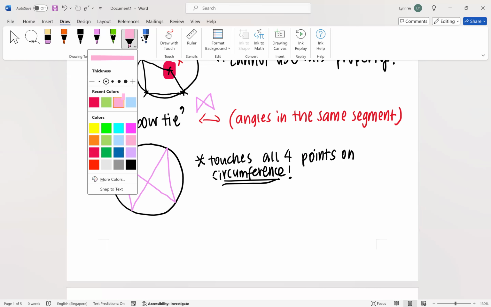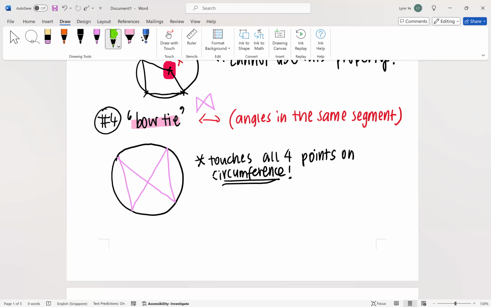I'm going to highlight in pink. This is your bow tie, and it touches all 4 points of the circumference. Guys, take note now. Later I want you to go and do this in green, in green, in green. Understand? So this is your bow tie.